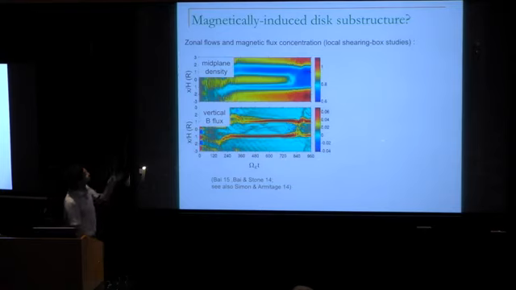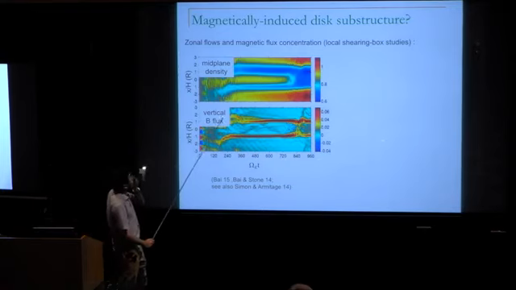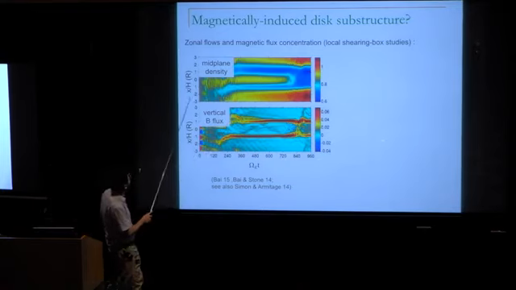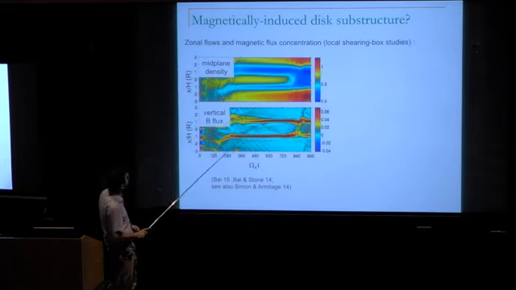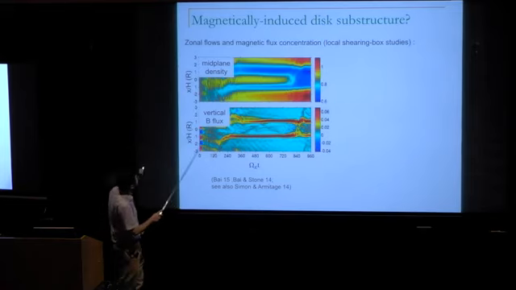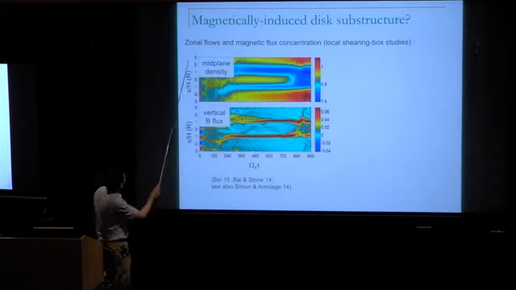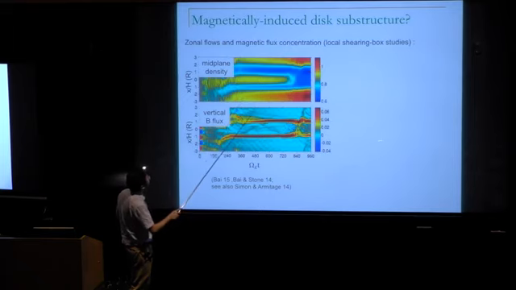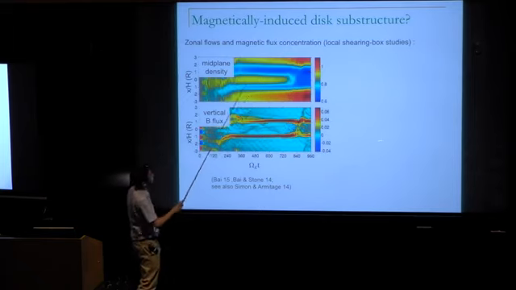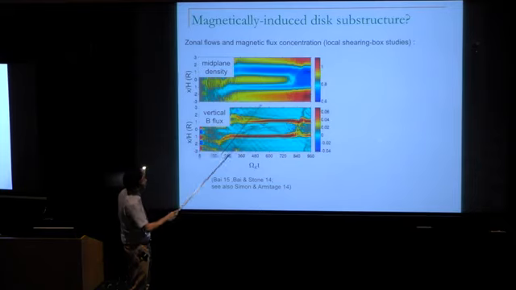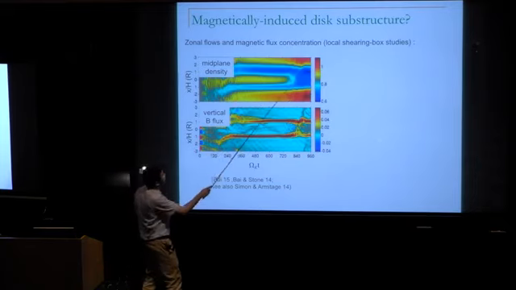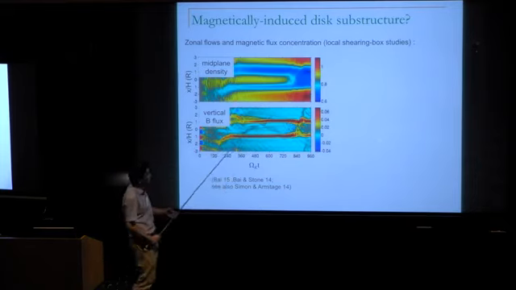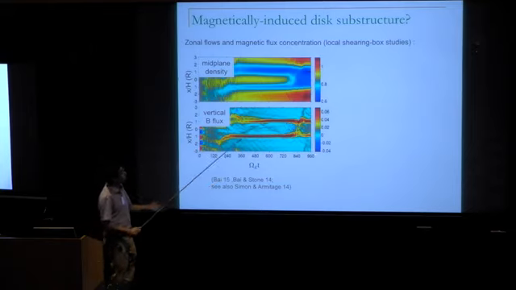One of them is the so-called zonal flows. This is the time evolution of a local shearing box simulation, with time on this axis and the radial direction here. What's plotted is the midplane density. As time evolves, it spontaneously develops into these banded structures. There are density variations that eventually merge into one big density bump plus a trough.